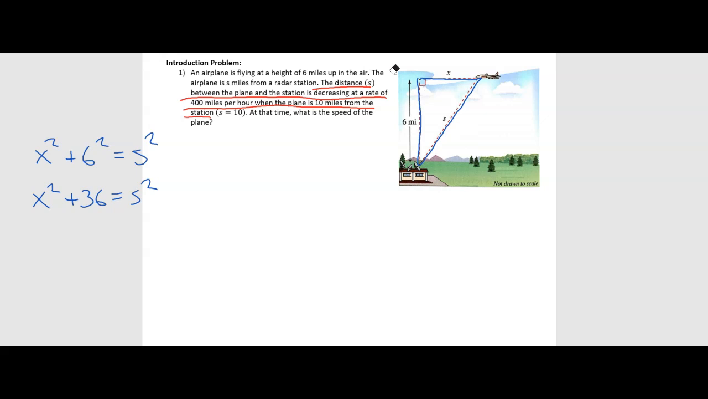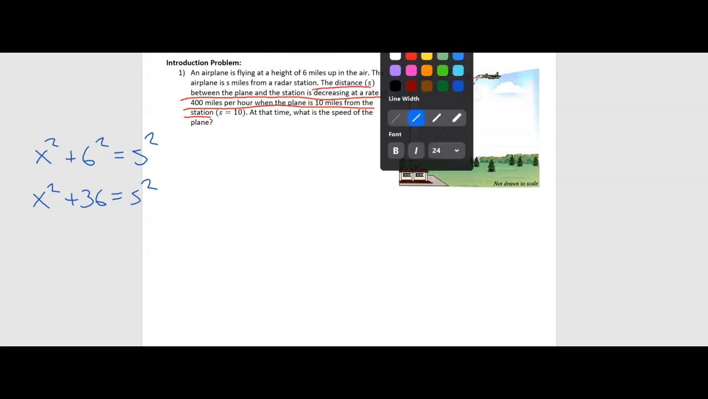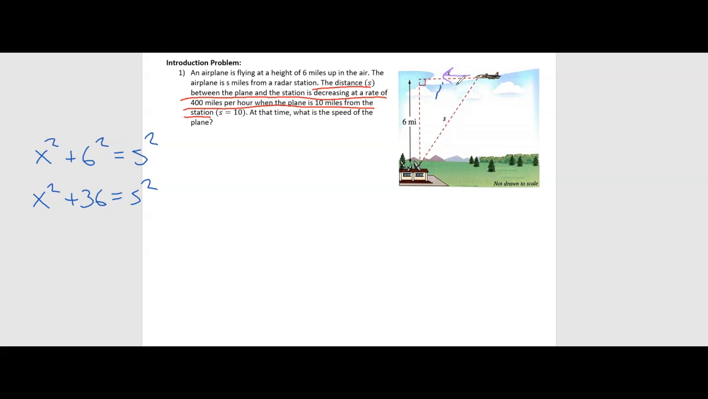Same with direct distance. As time increases, as the plane moves this way, the distance between itself and the station is going to be less than what it was when the plane was over here. So s and x are really functions of time. We could think of that as s of t and x of t, because they're both functions of time. So we're going to take the derivative with respect to t.